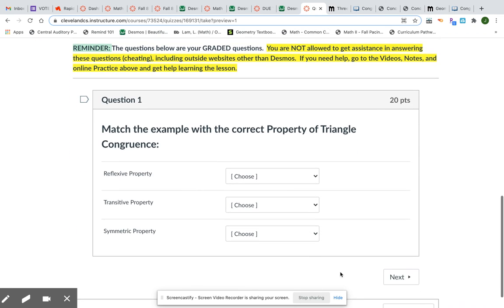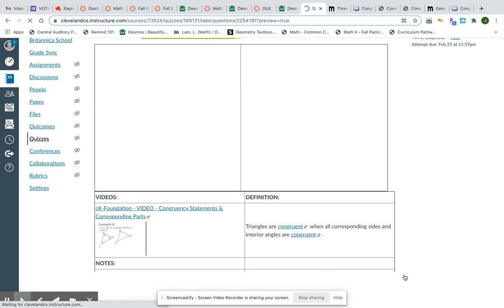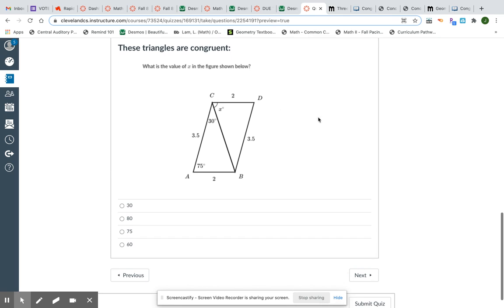So this one you're matching your properties that we just went over at the top. This question right here is asking you to identify corresponding pieces. What is the value of X? Since these two triangles are in fact congruent to each other.